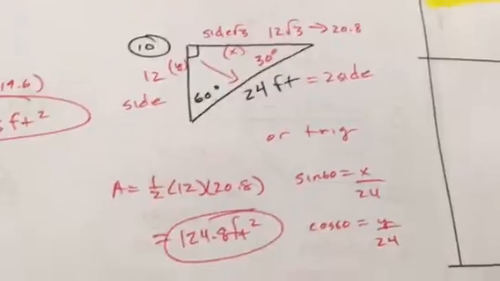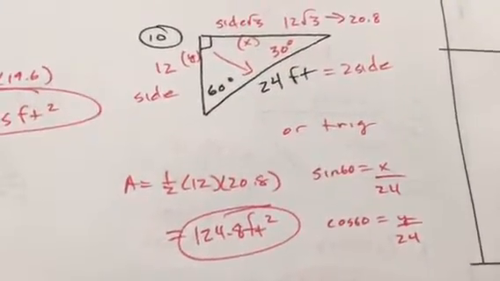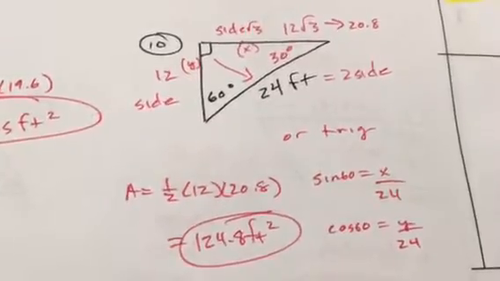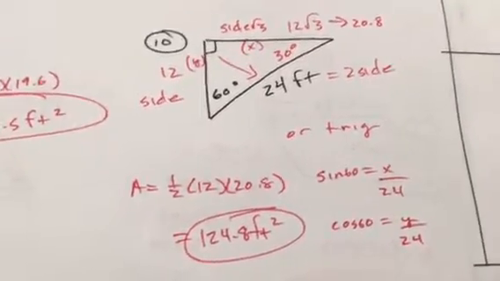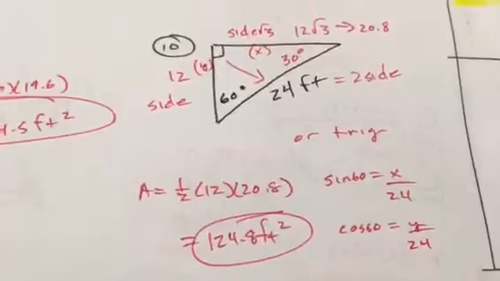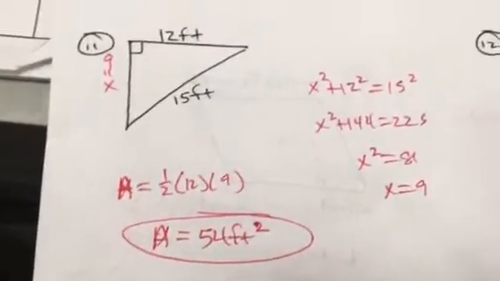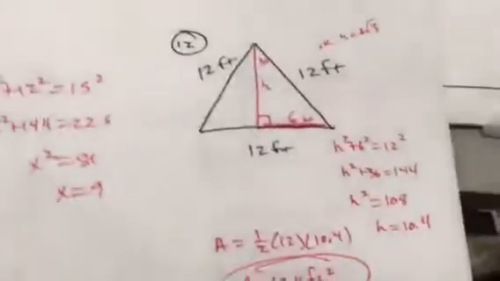30, 60, 90, you can do one of two things. You can use trig, as I wrote down there, call the sides x and y, or you can know that 24 is twice the smallest side. So opposite that 30-degree angle is your smallest side. Opposite 60 is 12 root 3, which is 20.8. The Pythagorean theorem is needed, or just know the triples on 11 and 12.